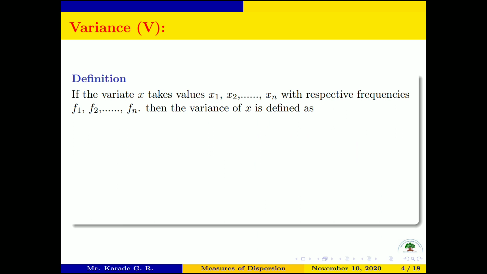The definition of variance is: if the variate x takes values x1, x2, ..., xn with respect to frequencies f1, f2, ..., fn, then the variance of x is defined as Var(x) equal to summation over i equal to 1 to n of fi into (xi minus x bar) square, divided by summation fi, i over 1 to n. Here x bar is the arithmetic mean of the variate x.